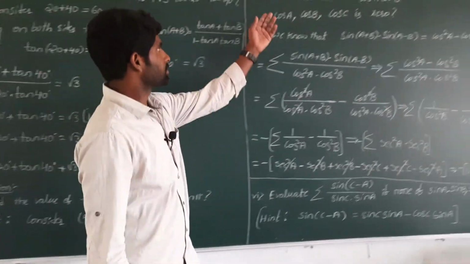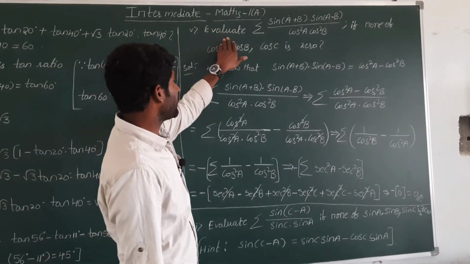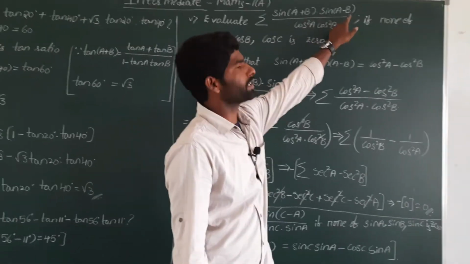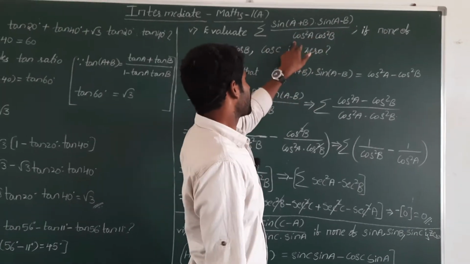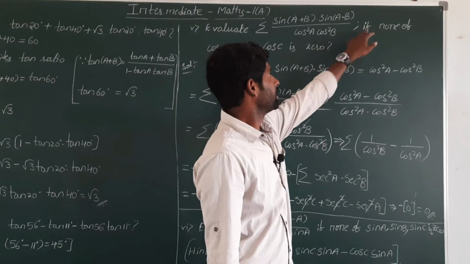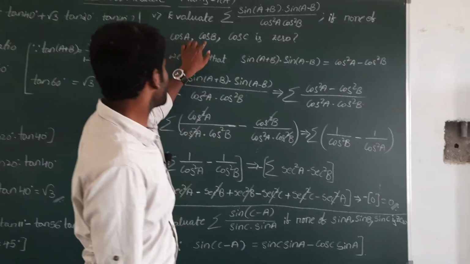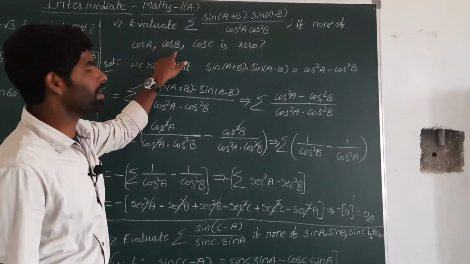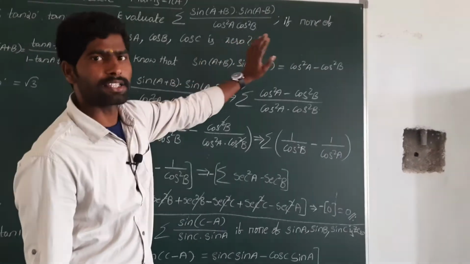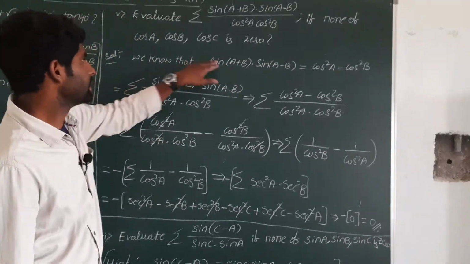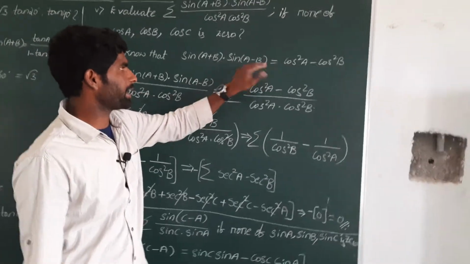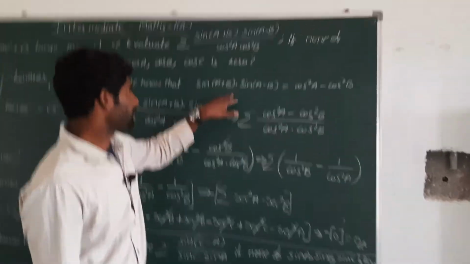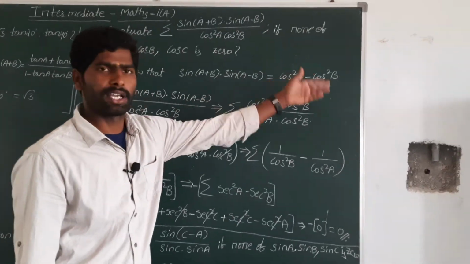Next, question number 5: evaluate summation of sin A plus B into sin A minus B divided by cos square A into cos square B, if none of cos A, cos B, cos C is 0. We know that sin A plus B into sin A minus B is equal to cos square A minus cos square B.